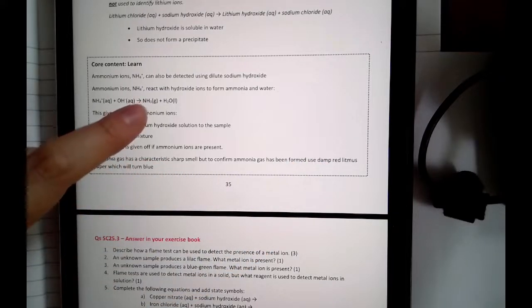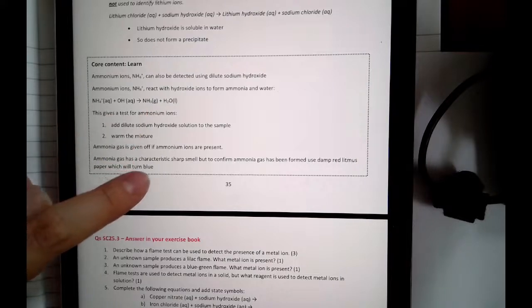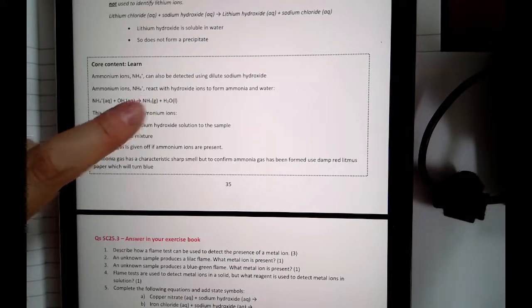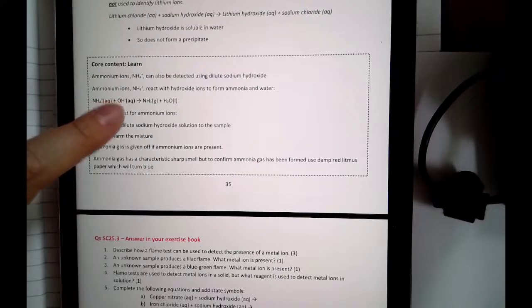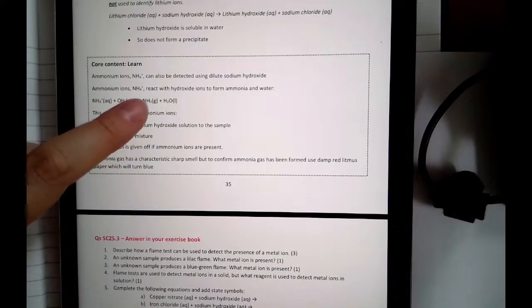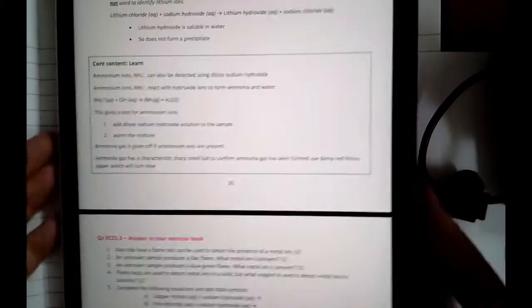Ammonia is an alkali, okay? That's why it's turning litmus paper blue. And this is the equation for what's actually happening. The ammonium reacts with the hydroxide ion from the sodium hydroxide, and you form ammonia gas and you form water. So you could also be asked for that equation.